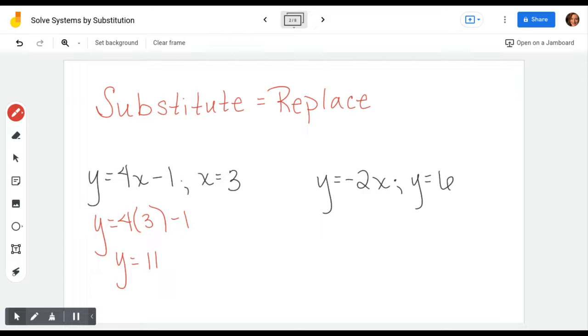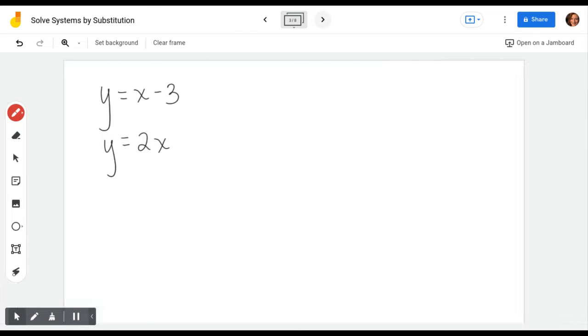If y equals negative 2x and I tell you that y is 6, then you put that in place of y, and then you're going to solve it for x. So to get x by itself, I would divide both sides by negative 2. And I would find out that x is negative 3. So it's that same kind of idea that we're going to use. The difference is it won't just be a single number value. It's going to be another expression that you're plugging in.